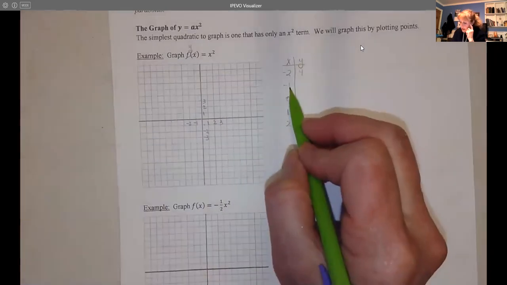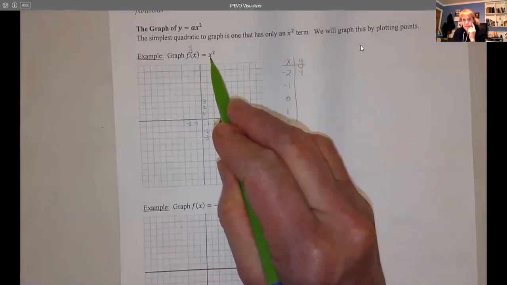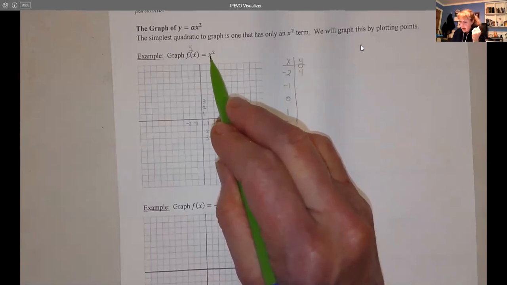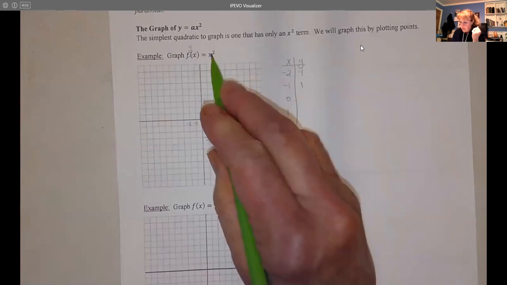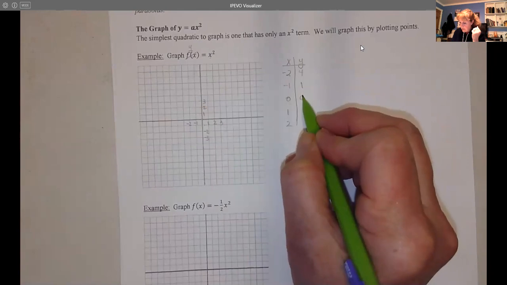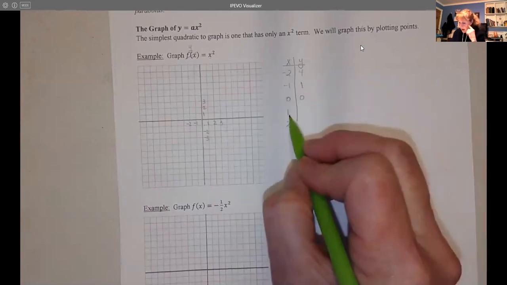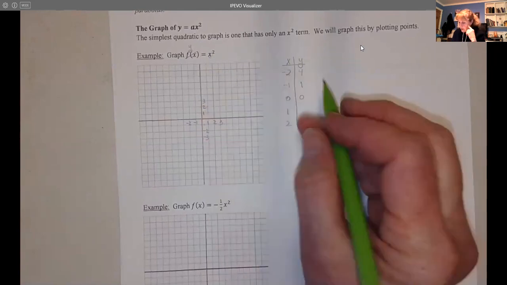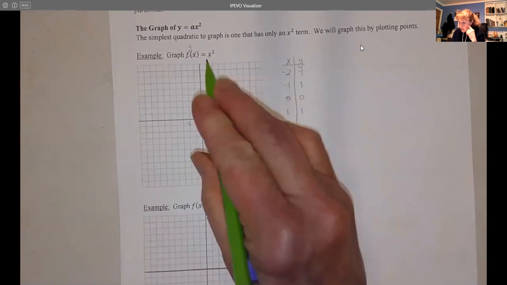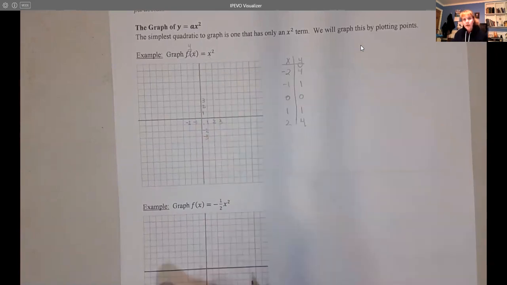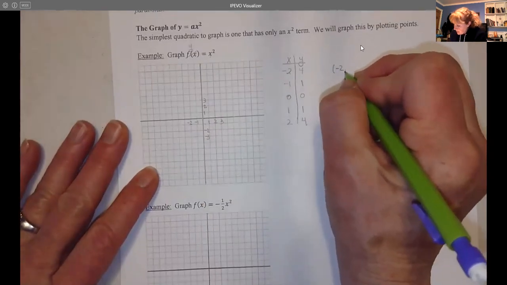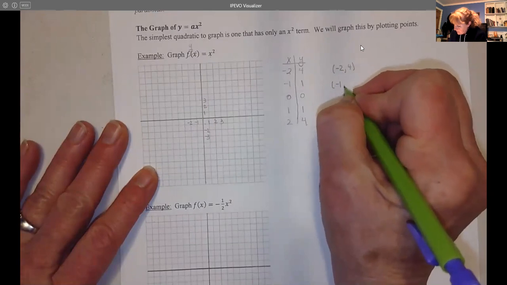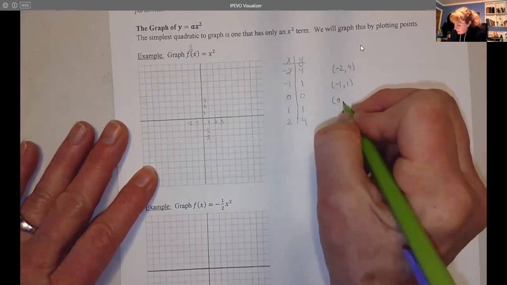Let's put in a -1 and square it. Again, it's negative, but when it's squared, it becomes positive. So a -1 times a -1 is a +1. If you put in 0, you get 0. If you put in +1, 1 squared is 1. 2 squared is 4. So I've created these points that I'm going to plot on my graph, and it's been a while, maybe, for some of you that have plotted points. I'll write them out as ordered pairs.